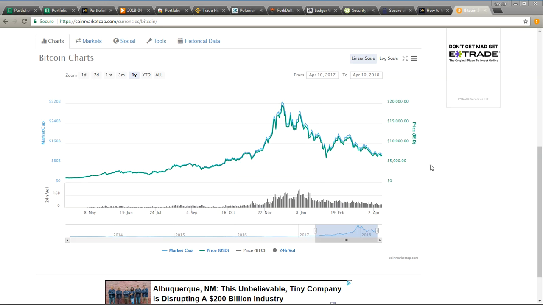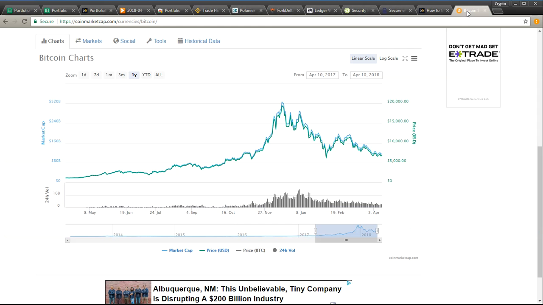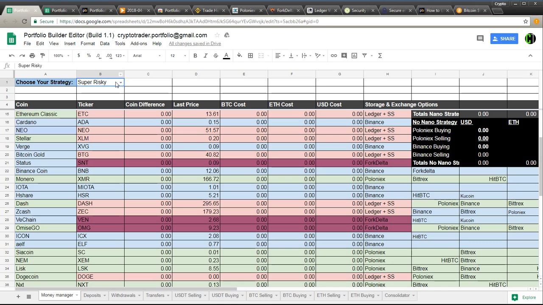I'd like to reference the 1-year Bitcoin chart. And essentially, when Bitcoin is below its most recent high, I highly recommend using the super risky strategy. And I'll show you what exactly that is in a moment. When Bitcoin reaches the same height, so for us that would be once it gets around the $20,000 mark, I'll be personally switching to the risky strategy.